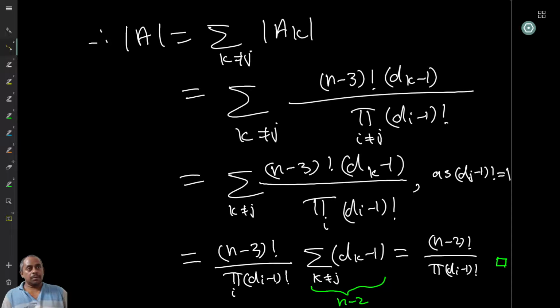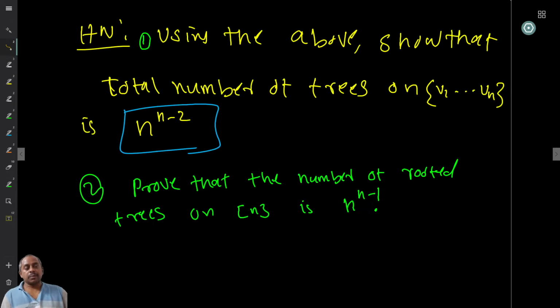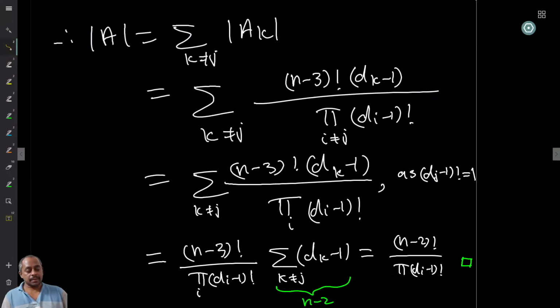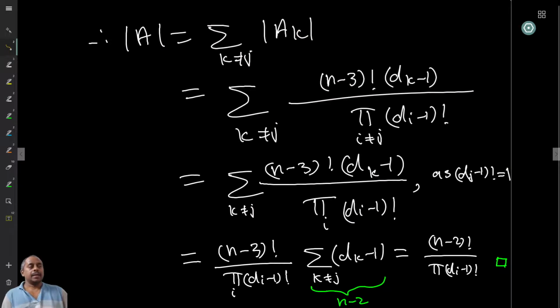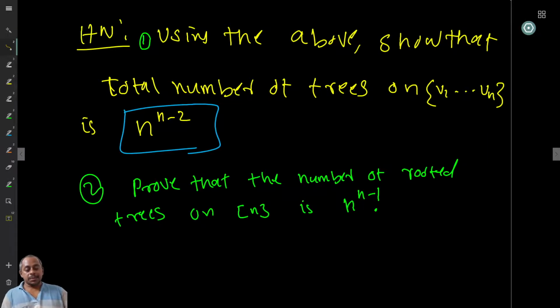Now, since we have this, we can use it to find the number of all trees on the vertex set, because for each degree sequence we now know how to find it. So you can sum over all of these and get the total. That is a homework for you, right? Show that the total number of trees on v_1 to v_n is n raised to n minus 2 by using the above result. For a given degree sequence, we have (n minus 2) factorial by the product of (d_i minus 1) factorial. So that sum should be equal to n raised to n minus 2, right?